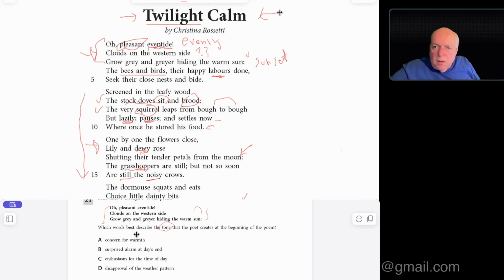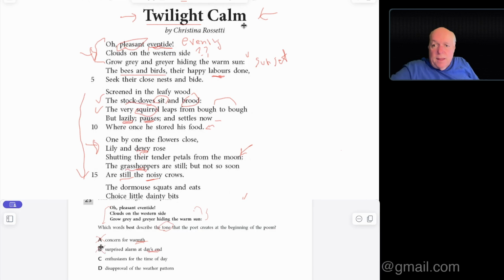So, which words best describe the tone that the poet creates at the beginning of the poem? Concern for warmth? No, nothing really in the story is relating to that, so it's definitely not A, and it's definitely not the tone. Surprised alarm at the day's end? No, every day ends. This is almost a silly answer if we didn't even read the poem. And there's nothing up here. It's getting grayer. It doesn't mean a storm is approaching, or all of a sudden a storm popped up or anything like that.